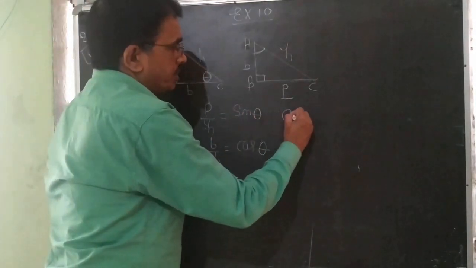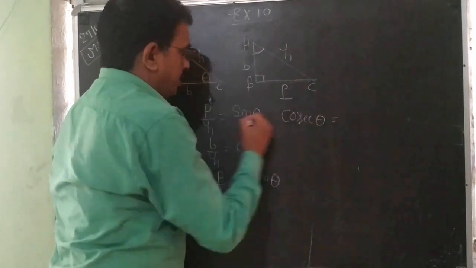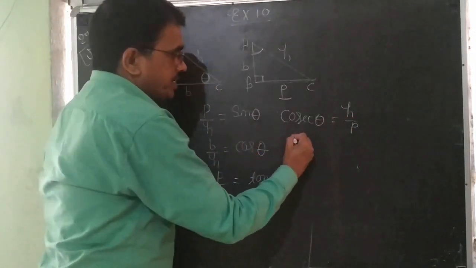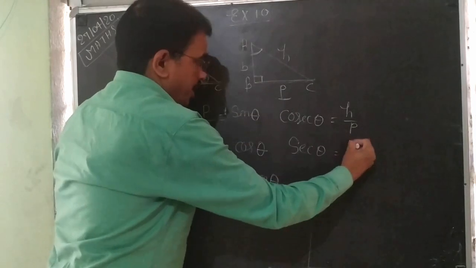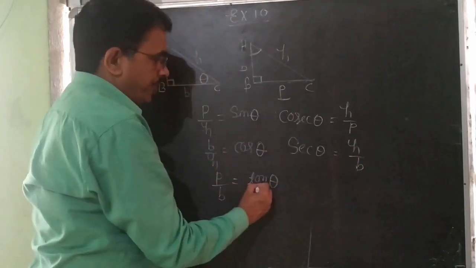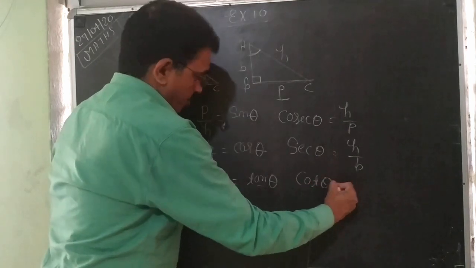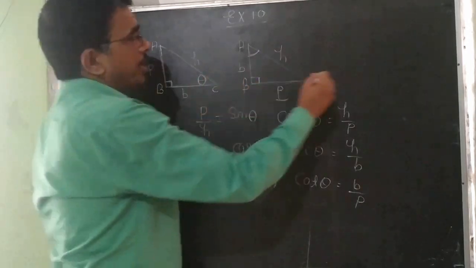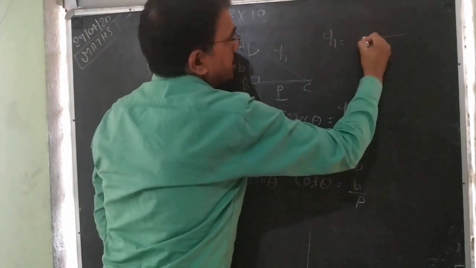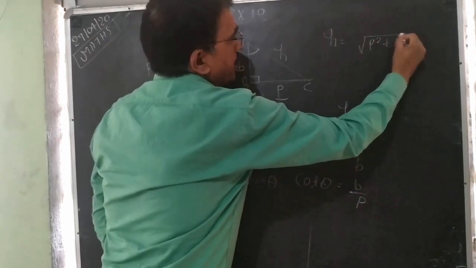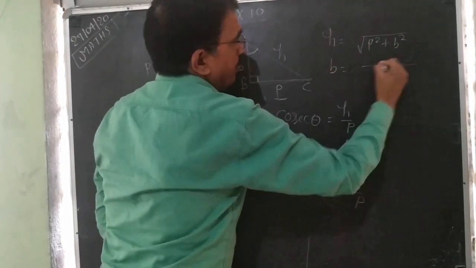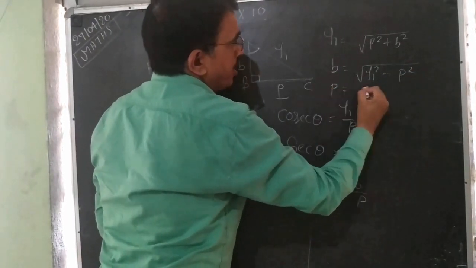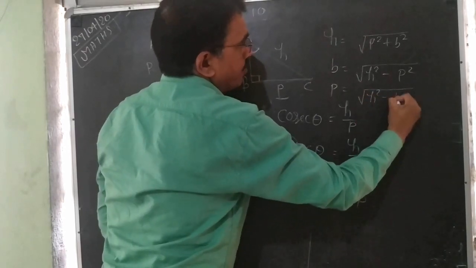Reciprocal of sine is called cosec theta. Just the reciprocal. That means it is H by P. Reciprocal of cos theta is sec theta, so it is H by B, and reciprocal of tan is cot theta, so it is B by P. Similarly, you can find the other values, like the hypotenuse, according to Pythagoras. You use this formula: H square is P square plus B square. B you can find by the formula H square minus P square, and for P you can use the formula H square minus B square.